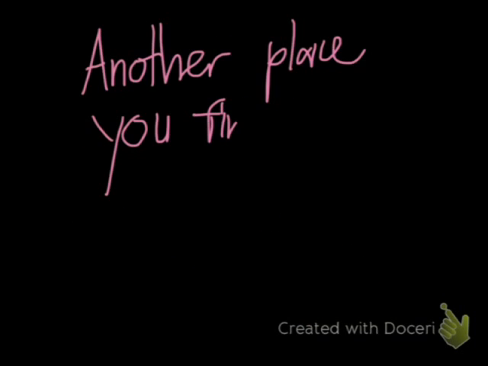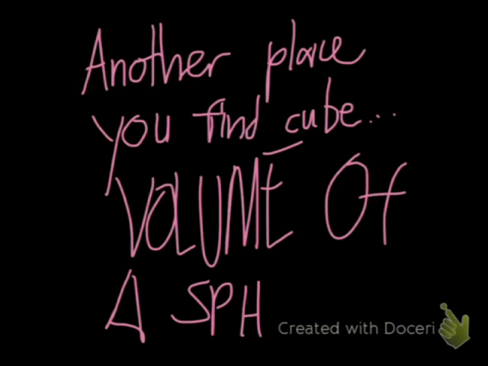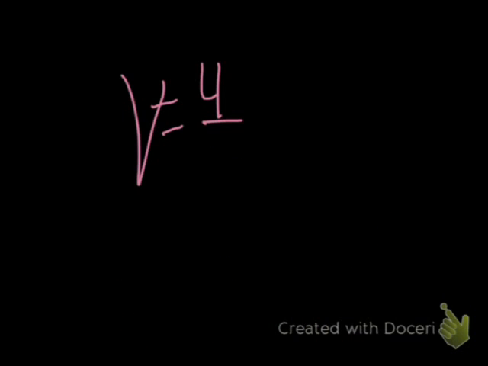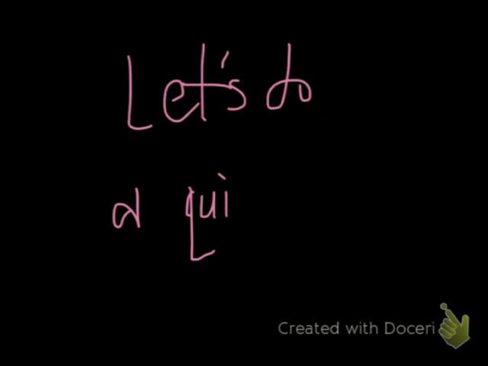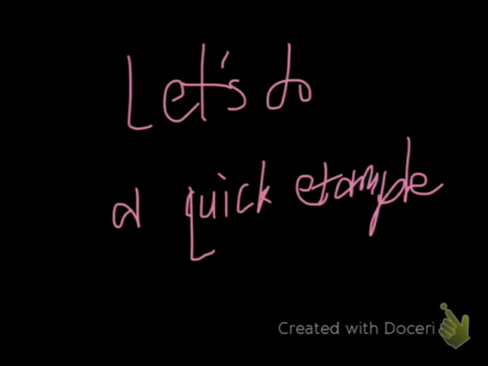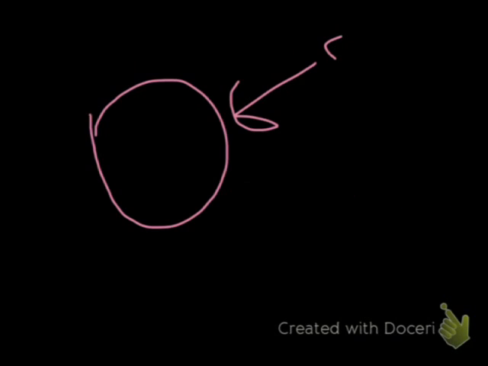So, another place you might find cubes is in the volume of a sphere, believe it or not. Well, this is the equation. V equals 4/3 times pi times r cubed. Let's do a quick example. We don't want to get too much into this because it's in another group's topic, but why not?